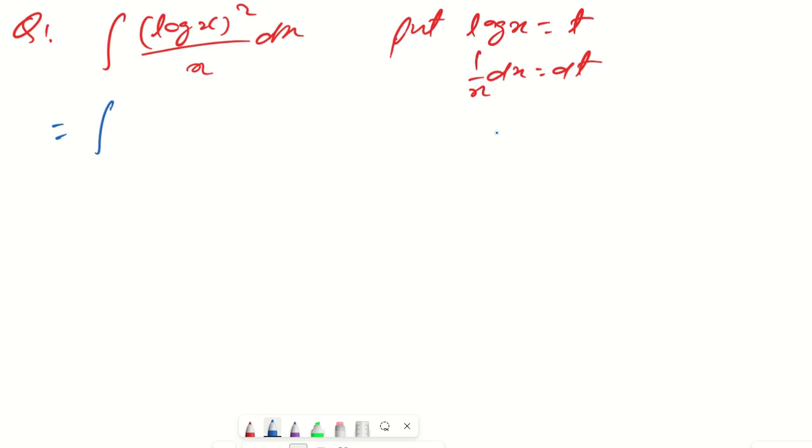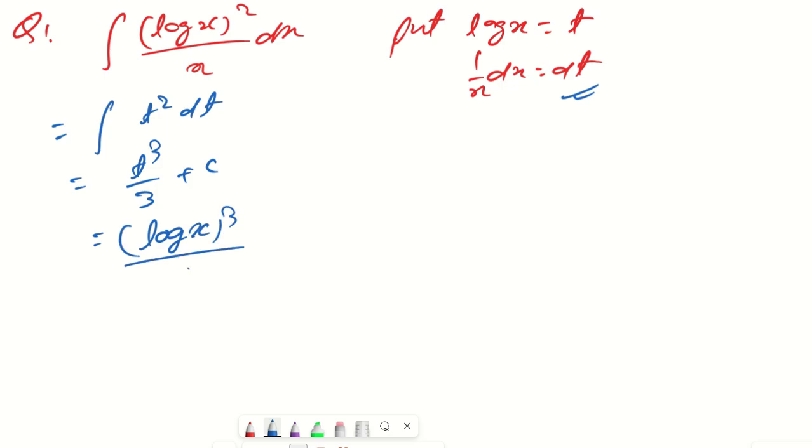So we can write our integration as: 1 by x dx can be written as dt, and log x can be written as t. So it becomes integration of t square dt. Now this has become a very simple question. We know that integration of t to the power n dt is t to the power n plus 1 by n plus 1. So it can be written as t cube by 3 plus some constant c, and this can also be written as (log x) whole cube divided by 3 plus some constant c. So this is your answer.